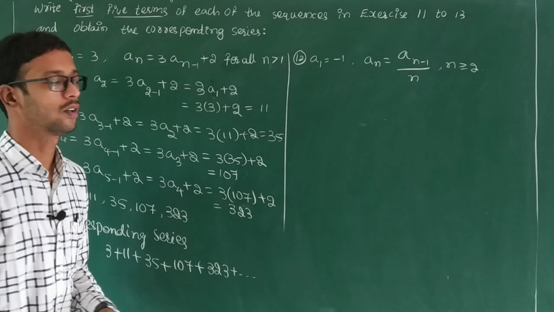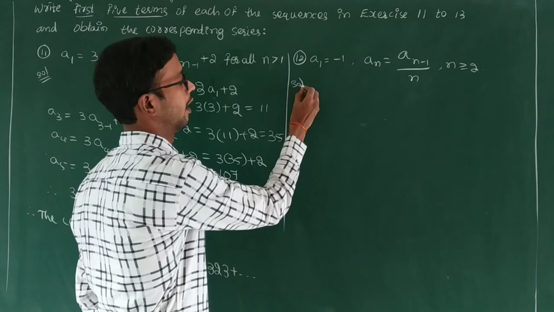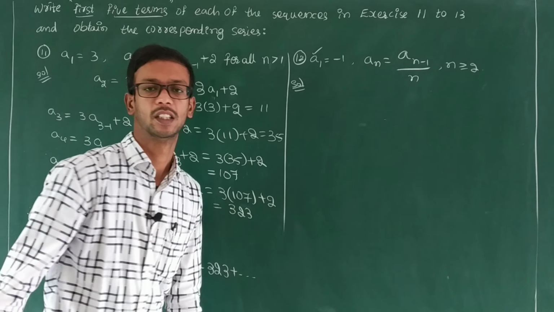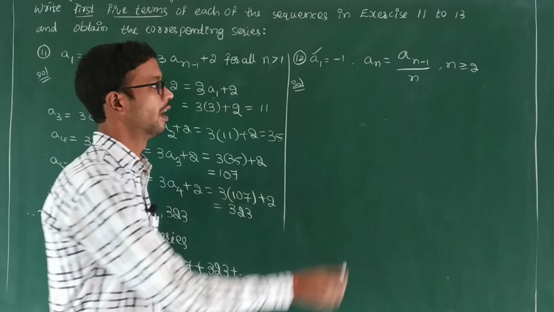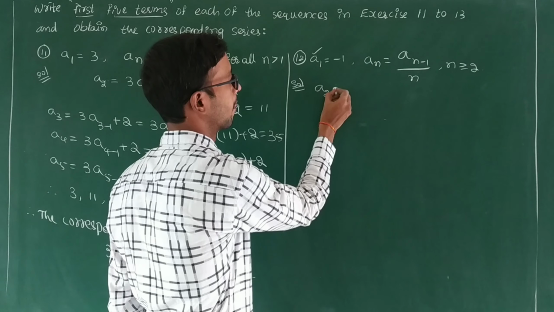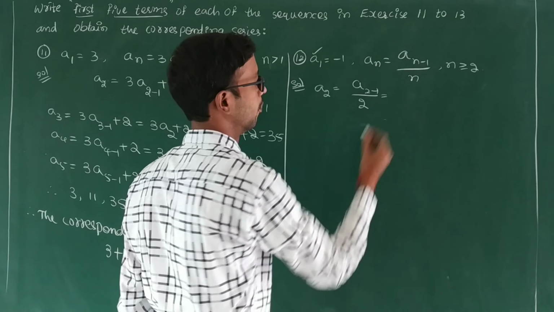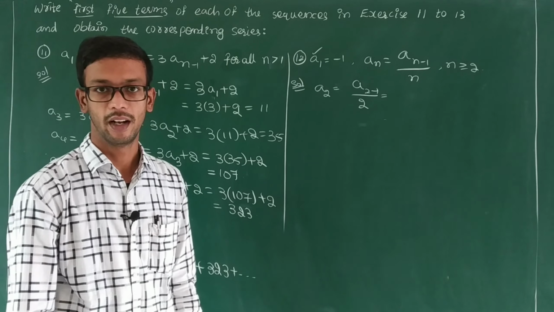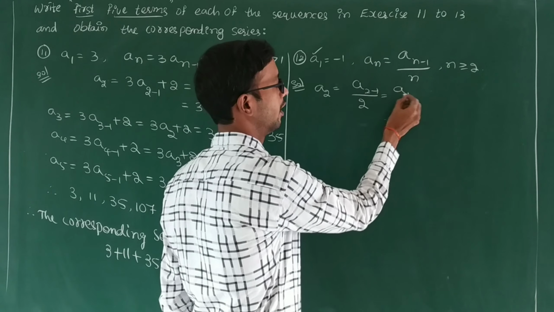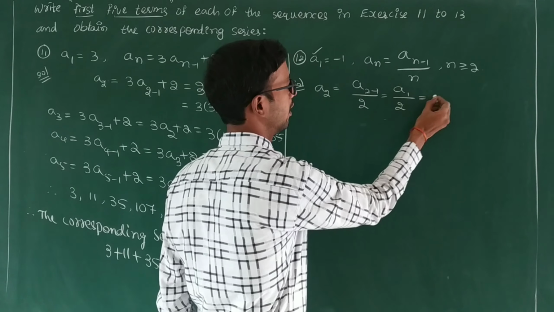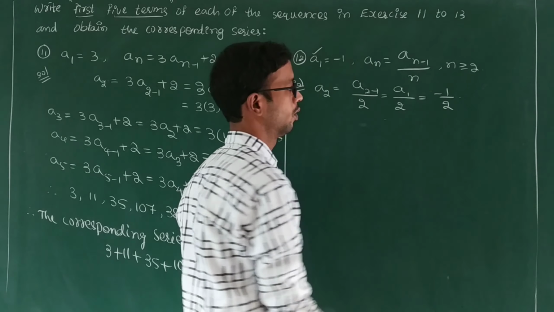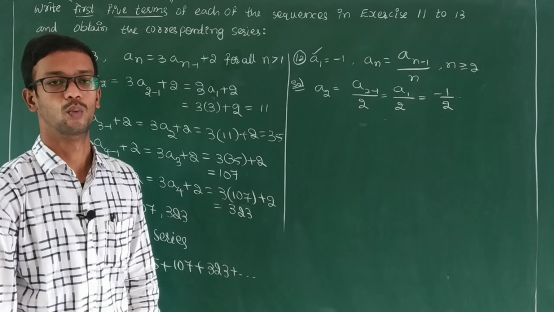Next, problem number 12. a1 is given, so no need to find a1. Next, a2 = (a2 minus 1) by 2. What is a2 minus 1? That is a1 by 2. What is a1? Minus 1. So that is a2, minus 1 by 2.